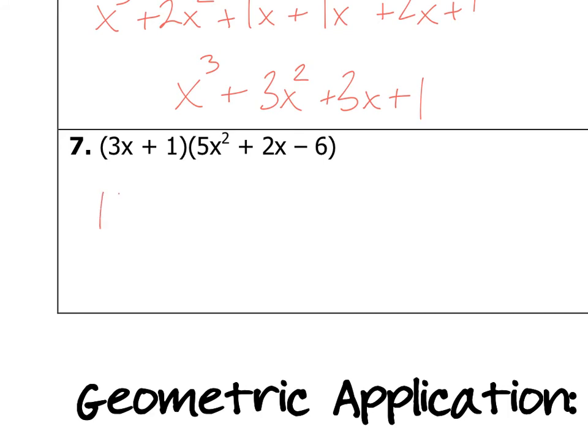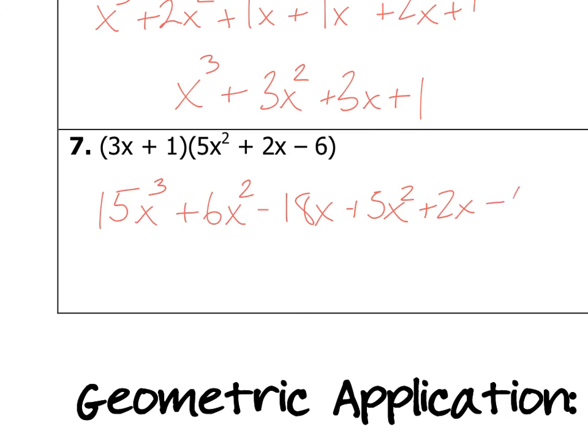And last one here, 15x cubed plus 6x squared minus 18x, then we've got plus 5x squared plus 2x and minus 6. So we'll write this one, here we go, plus 11x squared minus 16x minus 6.